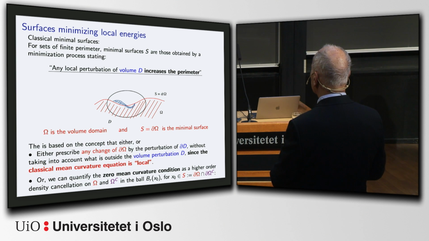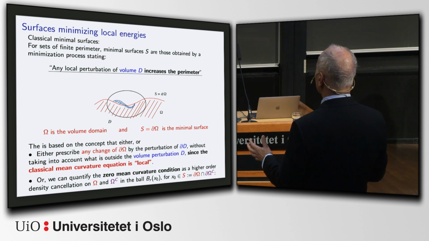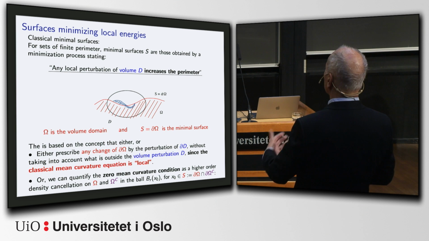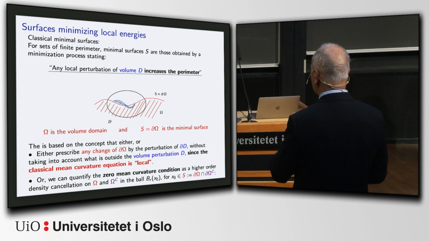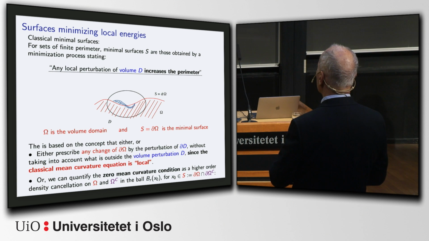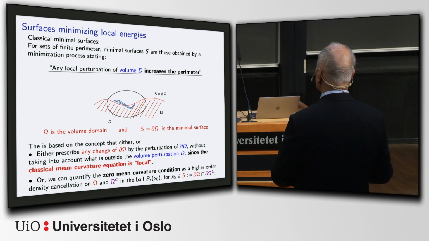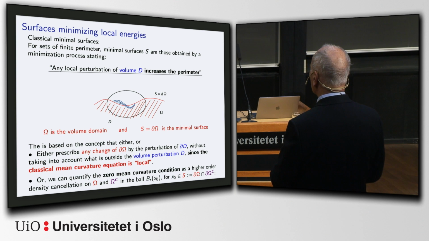So D is the mathematical problem where basically you have what happens with D and how that moves the top, and I'm saying nothing of what happens above, right? So this is one example. So either prescribe any change on boundary of omega by the perturbation of boundary of D without taking into account what is outside the volume perturbed D, that is above. So since the classical mean curvature equation is local in this case.